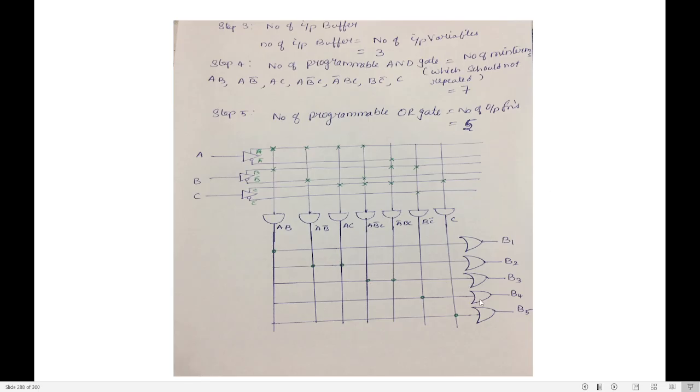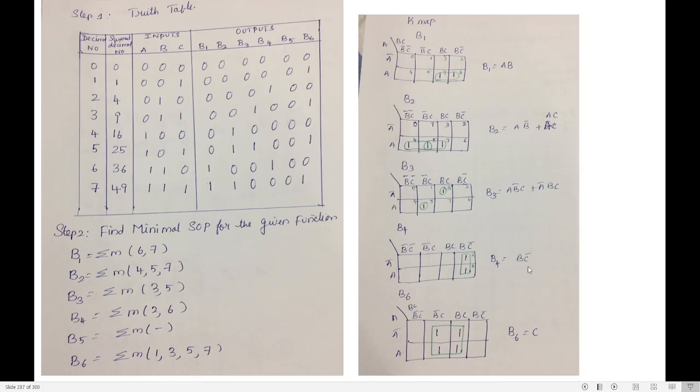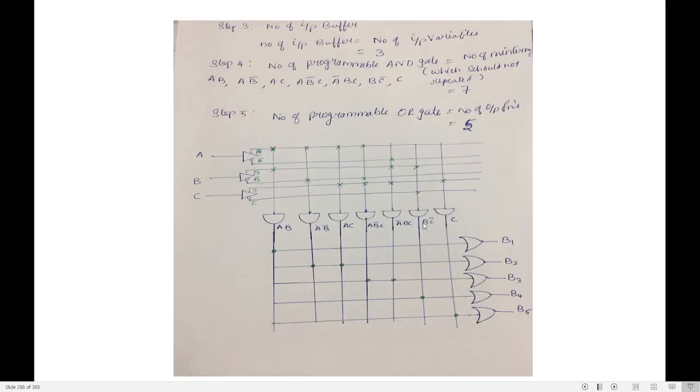Now B4. What is B4? Check B4. B4 is BC bar. So B4 is BC bar. B5 is C. Okay. So have I done designing a PLA for the given three inputs? The outputs B1, B2, B3, B4, B5 are functions of the inputs. Okay, this is a combinational logic circuit which we have designed using a PLA.